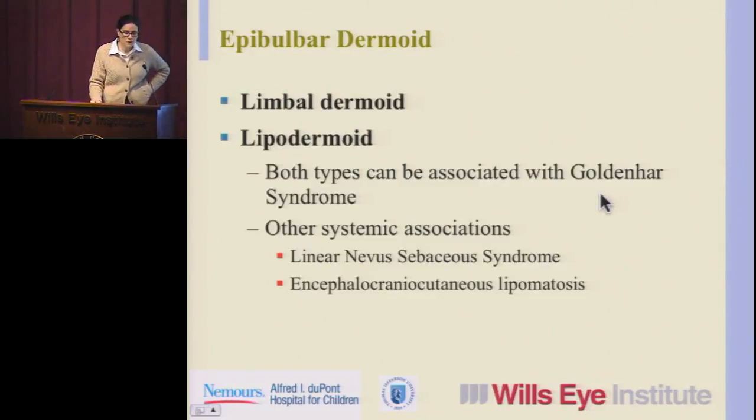Okay, epibulbar dermoids, two types. We can have a limbal dermoid and a lipodermoid. And again, many of these things have systemic conditions. What we think about here is Goldenhar syndrome. Some other systemic associations are the linear nevus sebaceous syndrome and encephalocraniocutaneous lipomatosis.